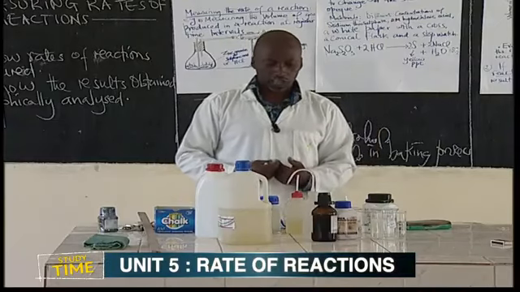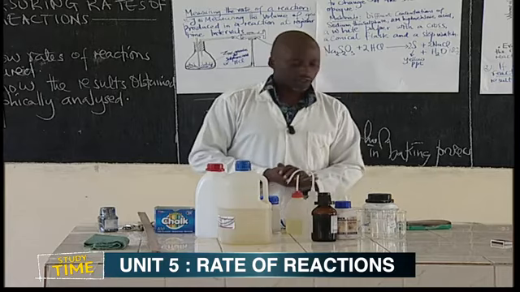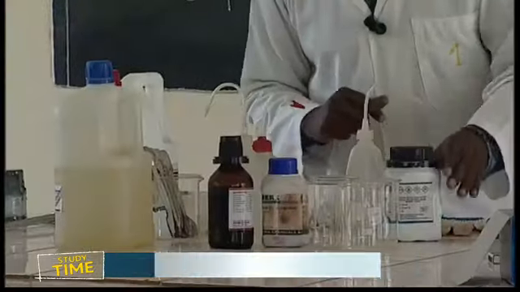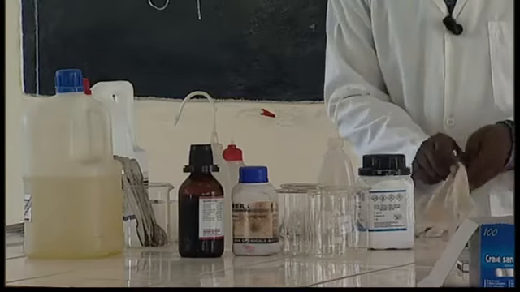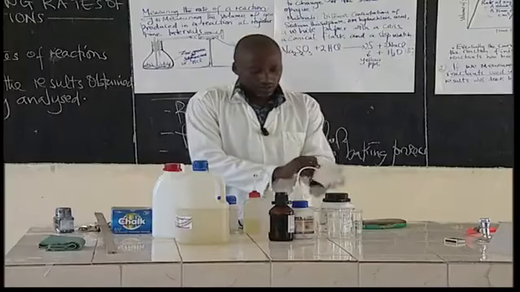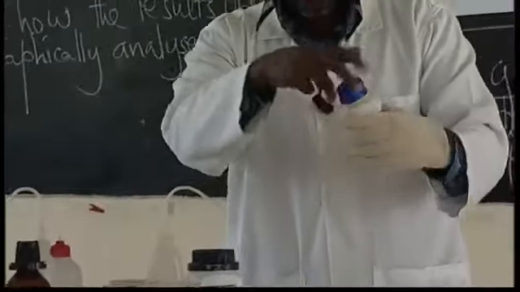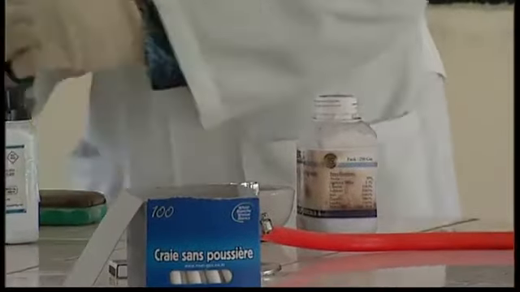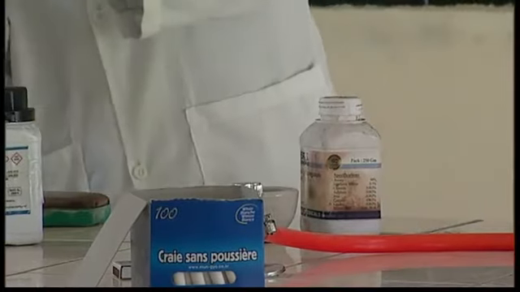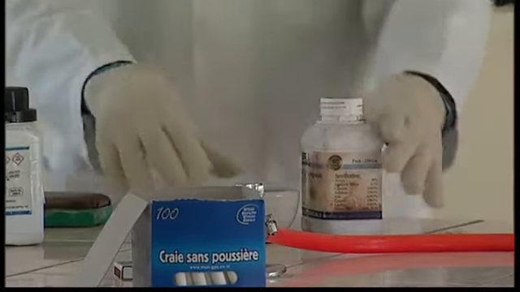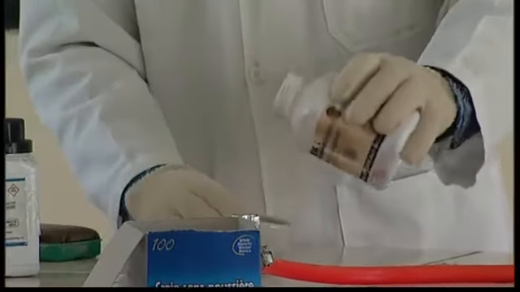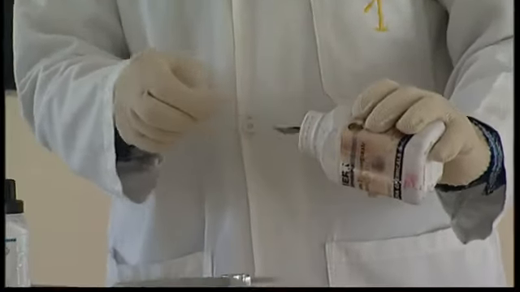Some of those reactions that take place very fast are explosive. So I just want to show you one of the explosive reactions that occurs very fast. So I'll have potassium permanganate here. This is solid potassium permanganate. I'll just mix it with a very little concentrated sulfuric acid.